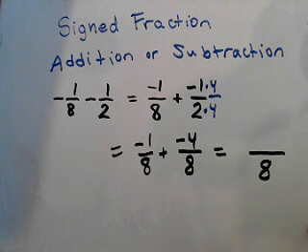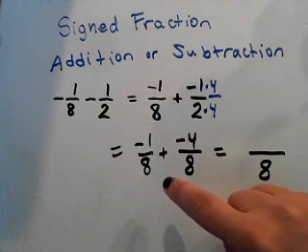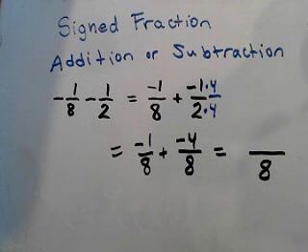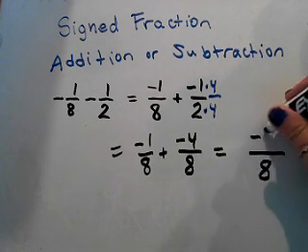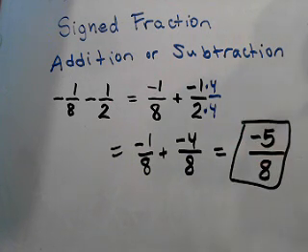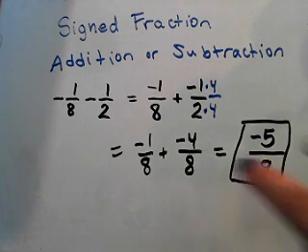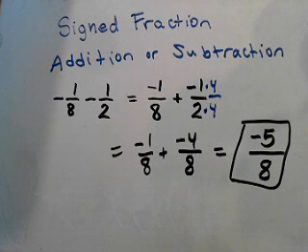So now that they're all the same size, we can say, okay, well, if I have -1 of something plus -4 of them, how many do I have? So -1 plus -4 is -5. And so our full answer is -5/8. And there's another way where the negative on the top helps because you're only adding or subtracting the top numbers anyways, because those are the only ones that tell you how many of something you're talking about.